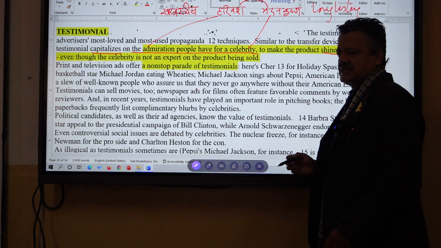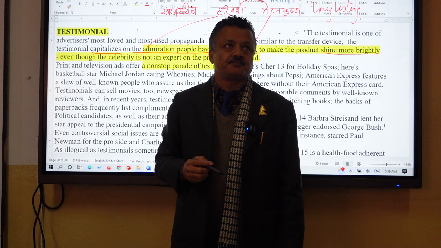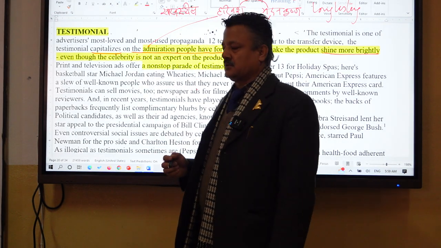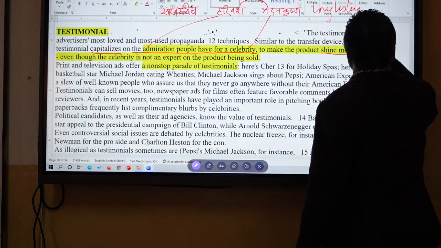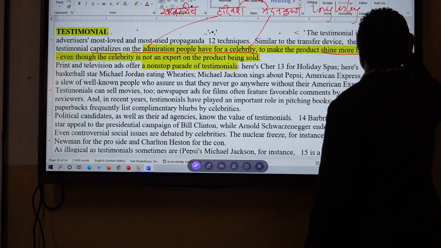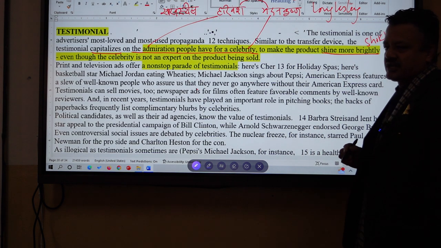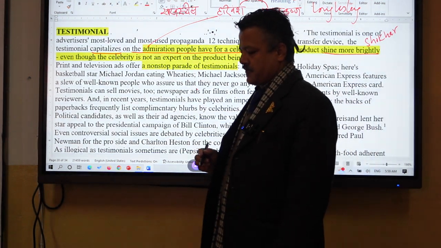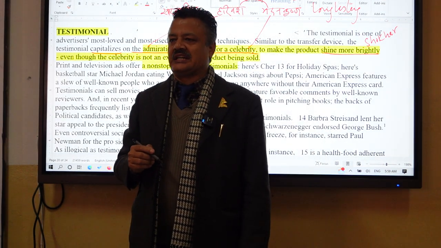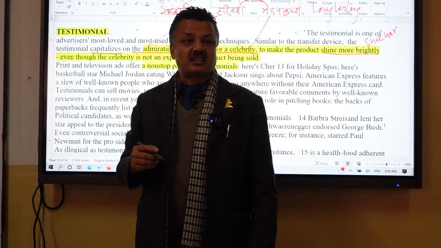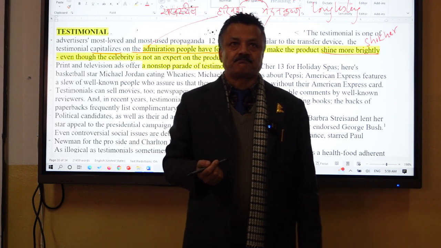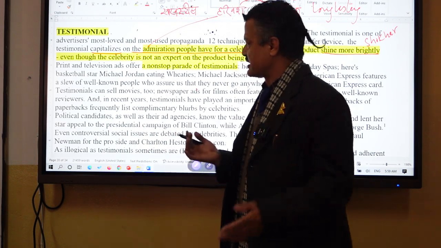You can see so many examples. For example, Rajesh Hamal advertises Shikhar Insurance. I've seen Rajesh Hamal advertise Shikhar Insurance. Appa Sherpa advertises Sagarmatha Cement. You can find more examples.